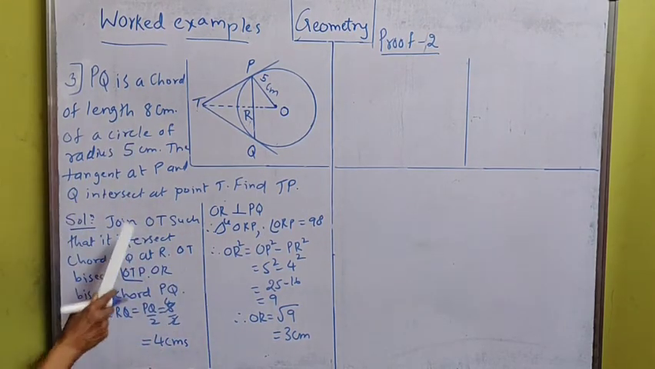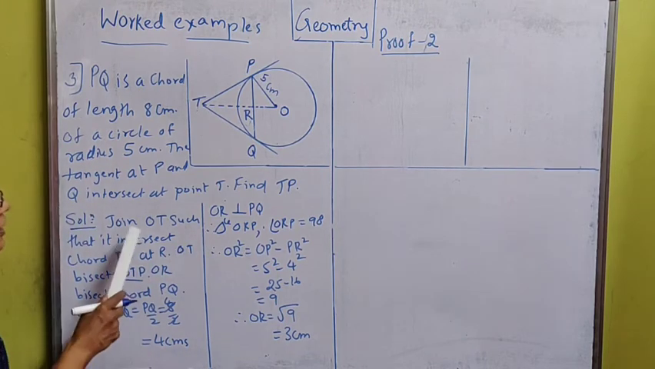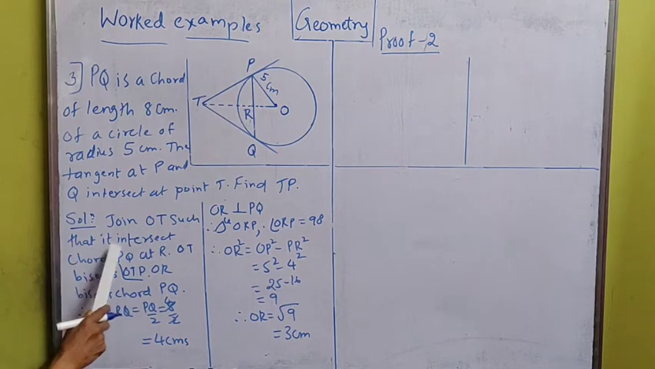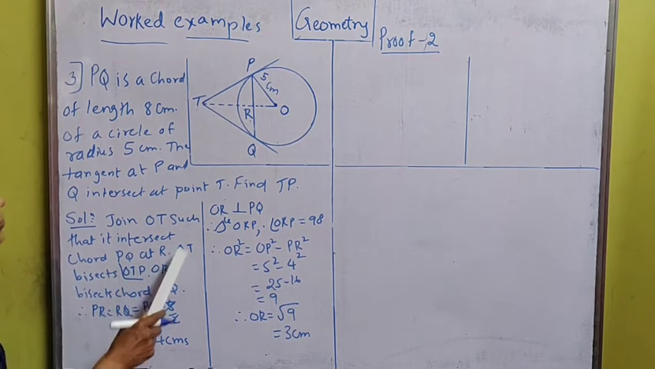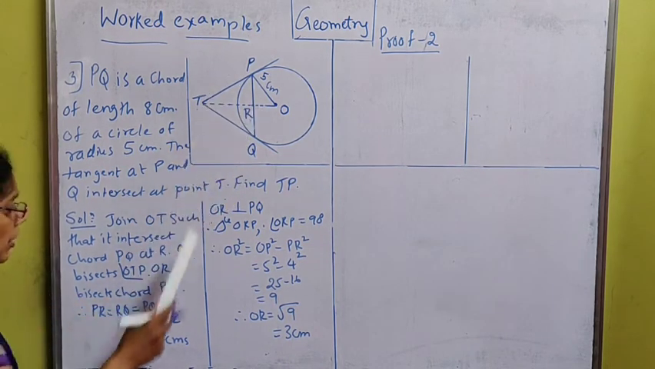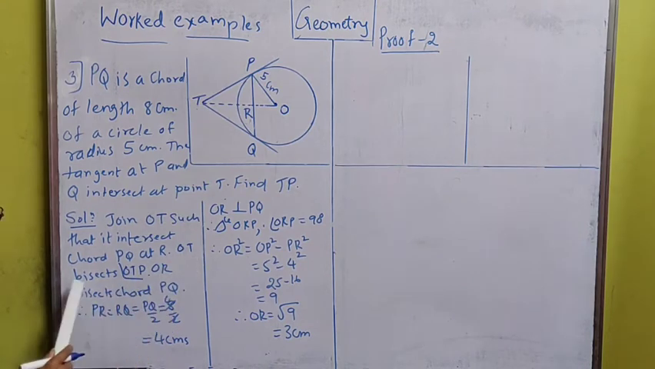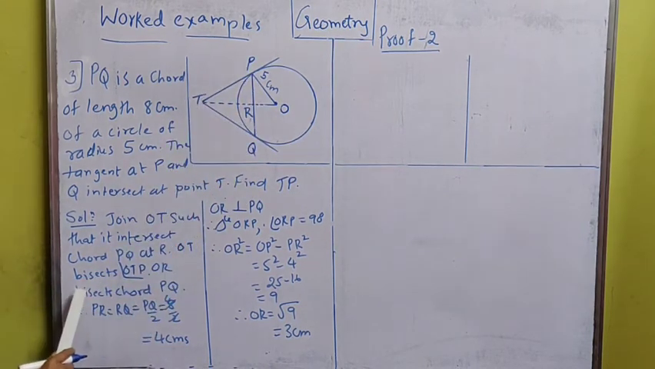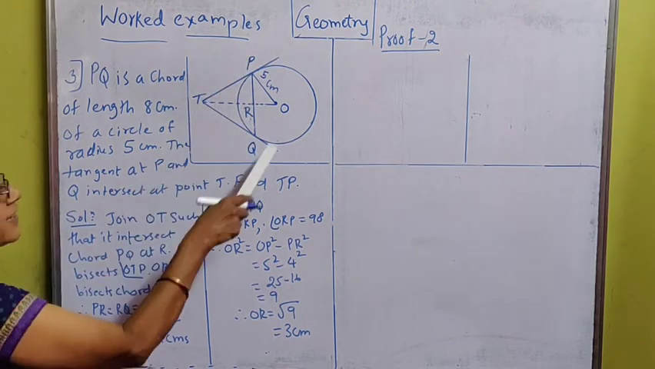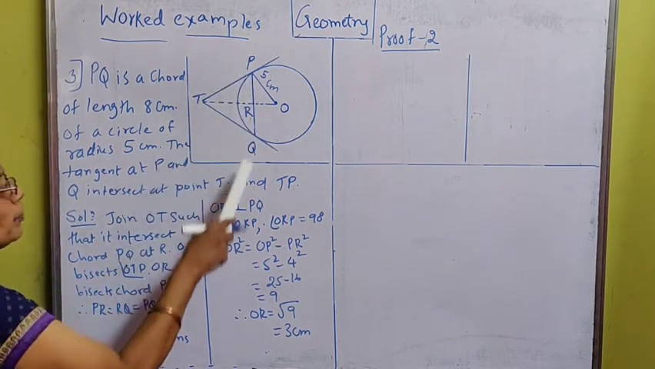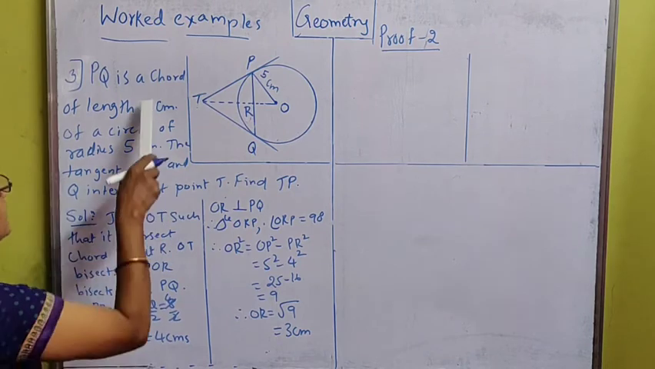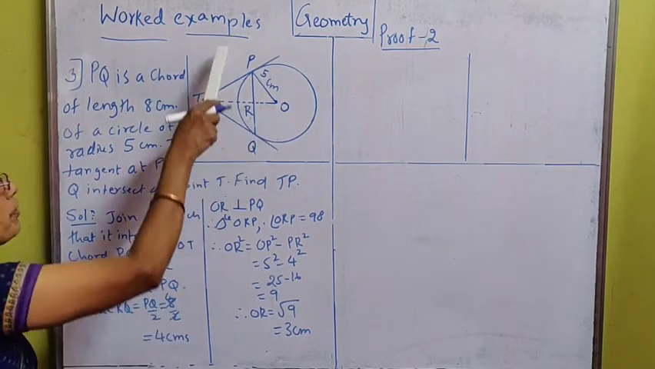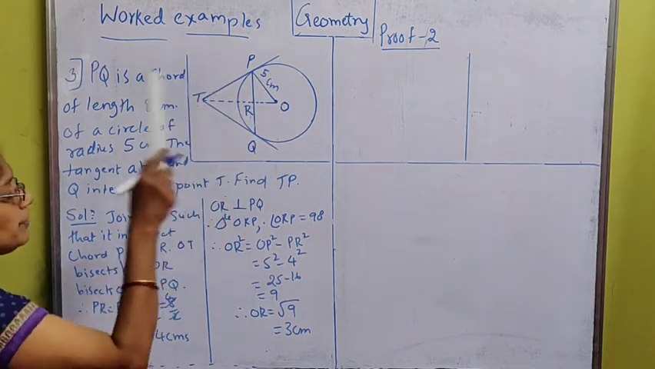We saw that the solution started with joining OT. So we have joined OT such that it intersects chord PQ at R. You can see it is intersecting chord PQ at R. OT bisects angle OTP, and OR bisects the chord PQ. PQ is given as 8 cm. The radius is given as 5 cm. OP is the radius and PQ is the chord.